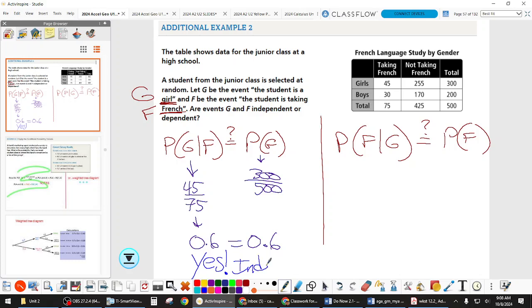What does that tell you about the situation? And don't say that it's independent. Specifically, what do we know?